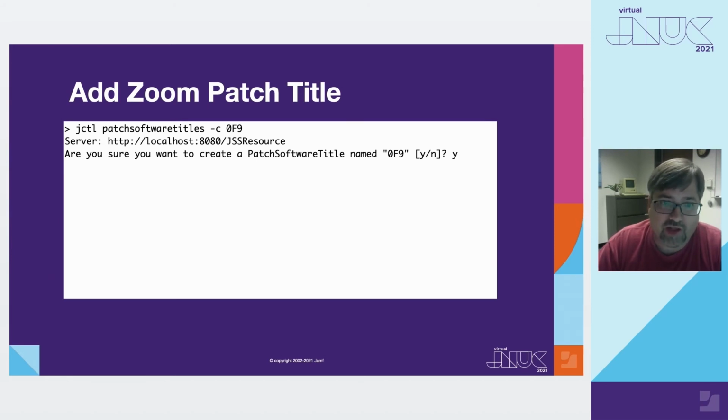Once I have the code, I can type jctl patch software titles -c for create 0f9, and it'll create the patch software title for Zoom. Because I'm modifying the server, it will ask for confirmation first.